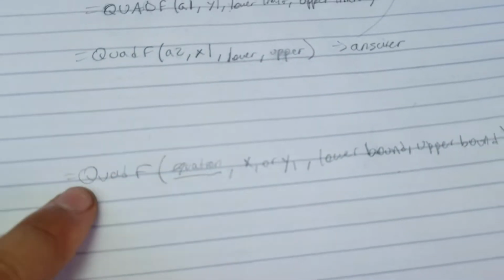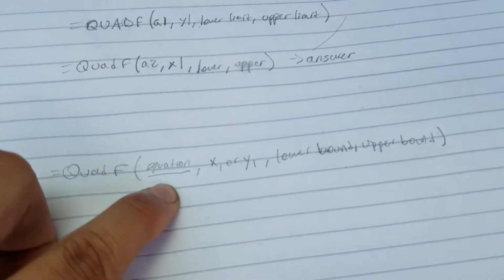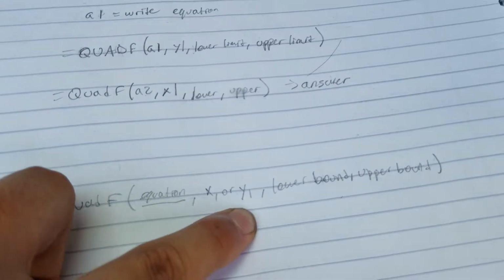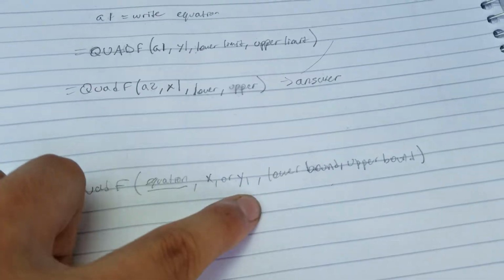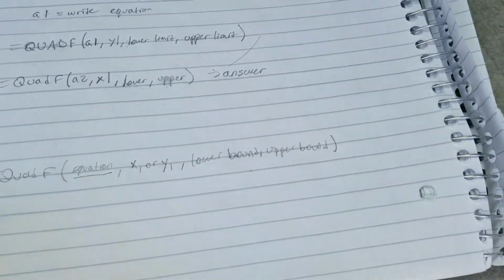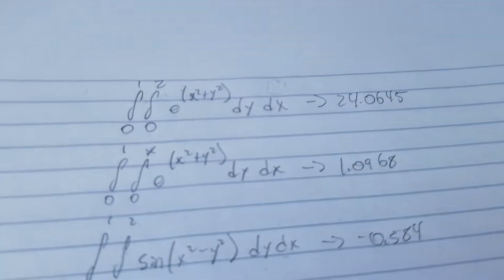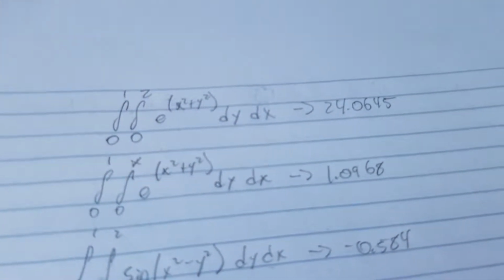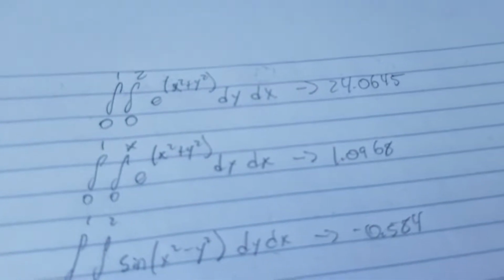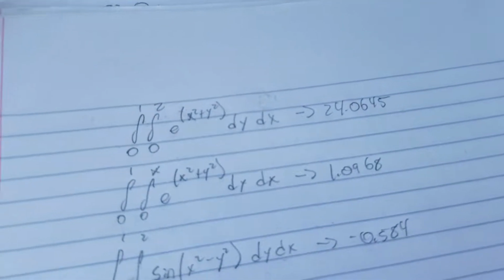So in Excel, you just type equals QUADF and you input the equation, comma if it's in terms of x or y, comma the lower bound, comma the upper bound, then close the parentheses and press enter, and it solves the integral. So the first one was the integral of 0 to 1 in terms of x, integral of 0 to 2 of e to the x squared plus y squared dy dx.